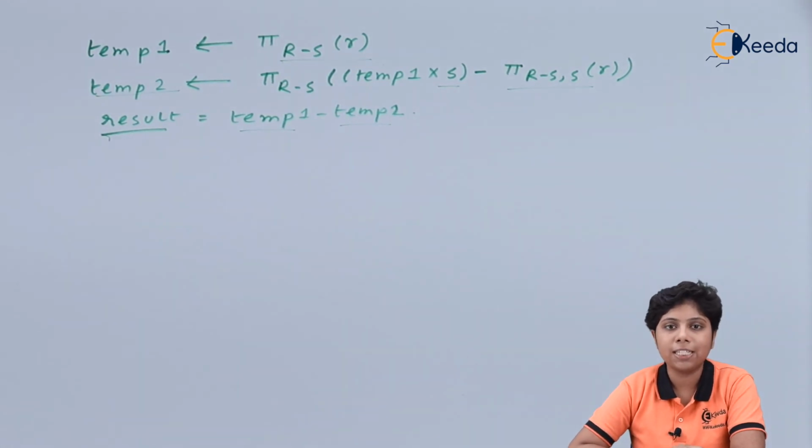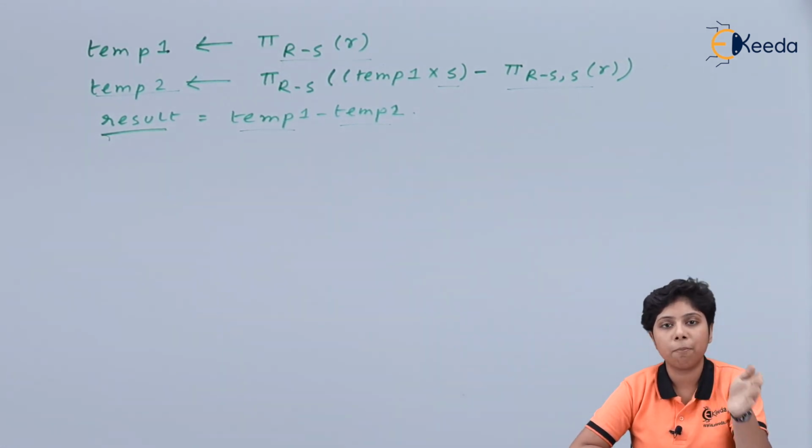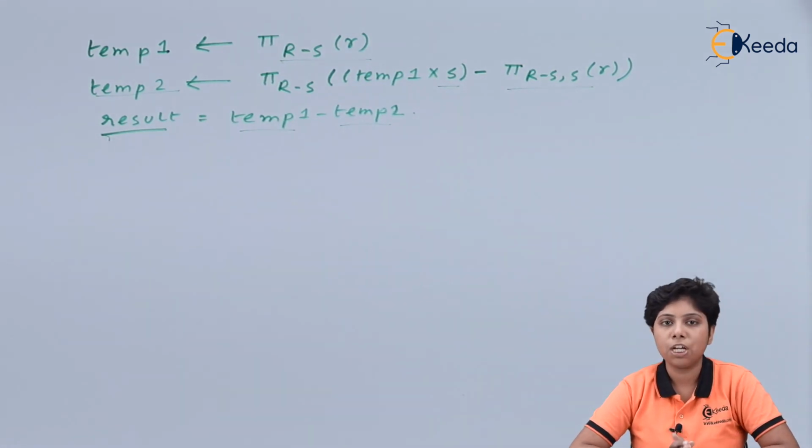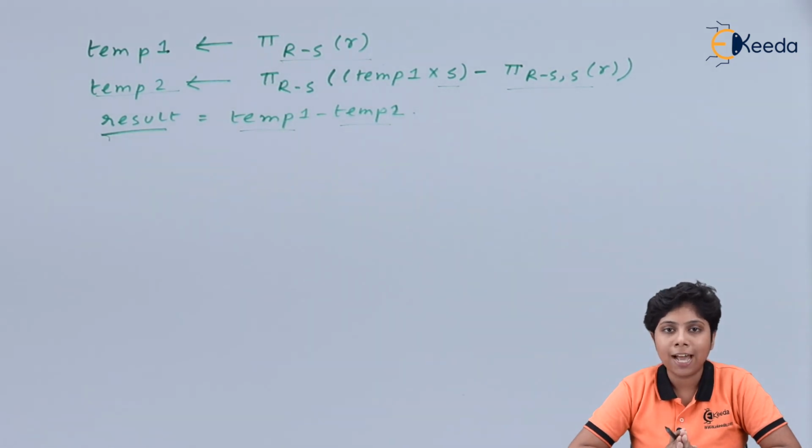So in this way, assignment operation makes the operation look very neat and clean, so that we are putting all the individual and complex operations into temporary variables, and then finally using the variable names to perform the final operation. So those are all the additional relational algebra operations.